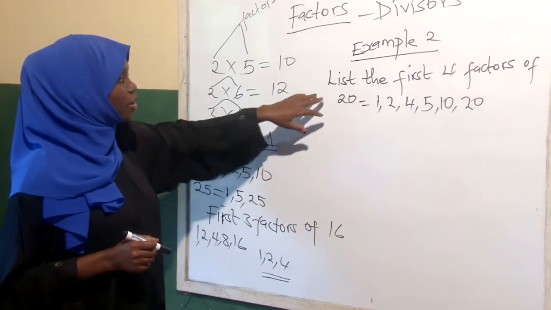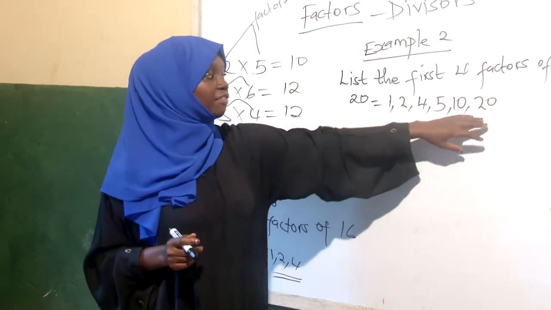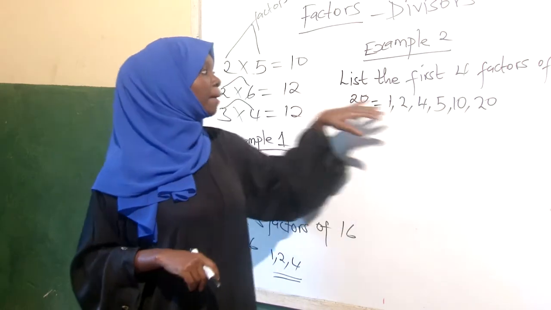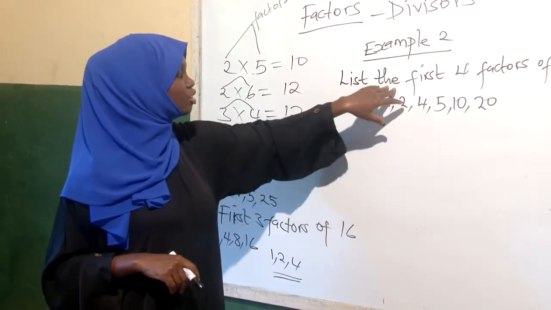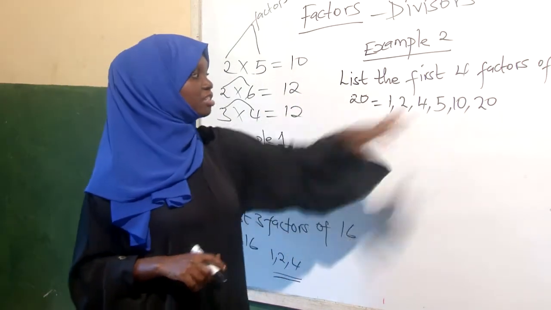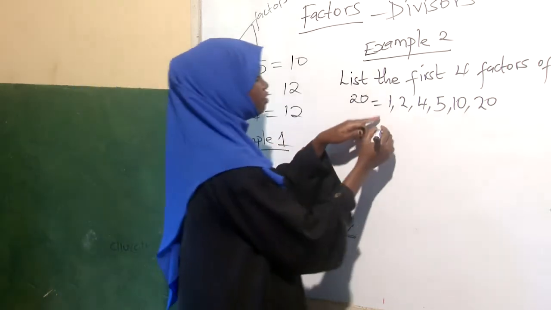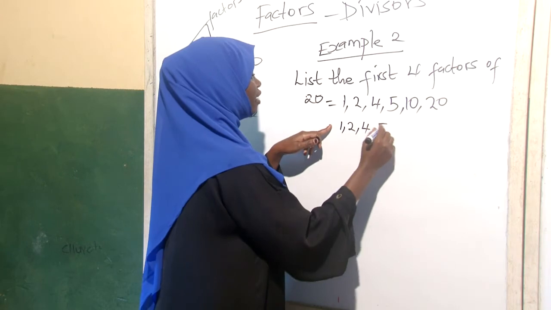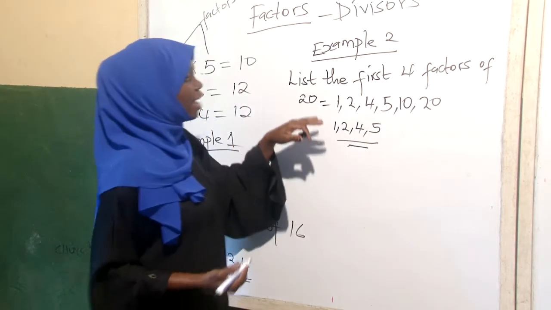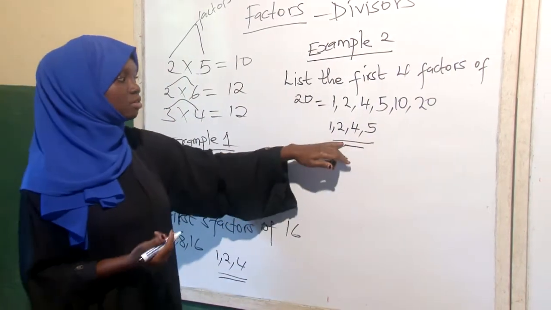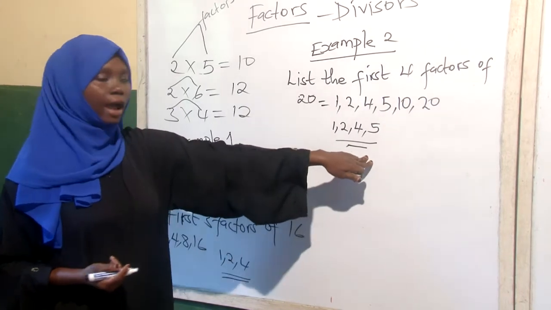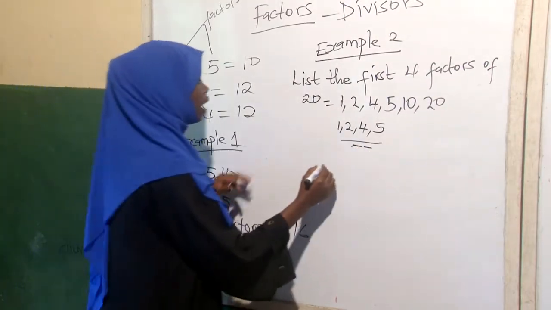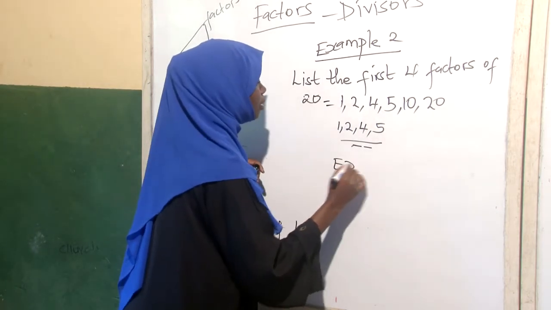So we go back to our question. We have already listed all the factors of 20. That is 1, 2, 4, 5, 10, and 20. But our question wants us to list only the first 4. So you're going to pick only the first 4. That is 1, 2, 4, and 5. So our first 4 factors of 20 are 1, 2, 4, and 5. Hope it's clear. We are going to our third example.